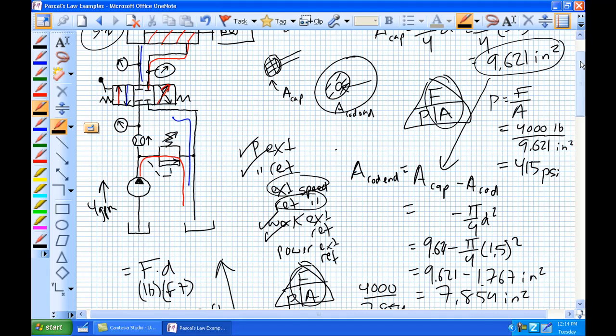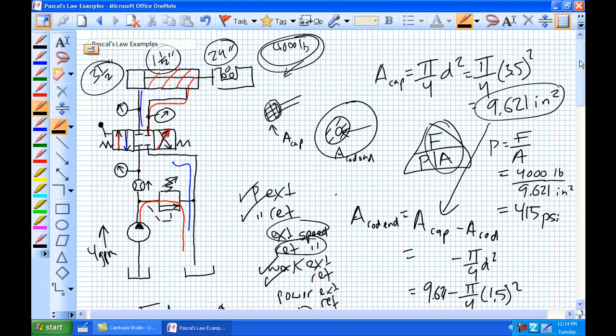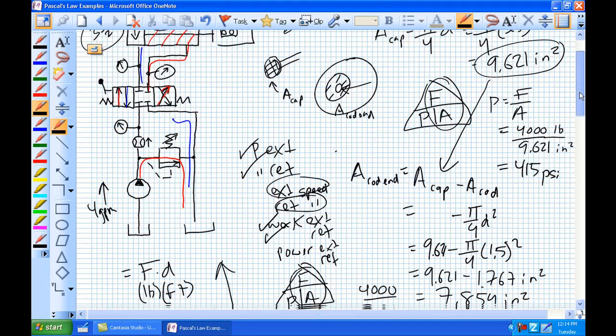Now think about this. First, the barrel, the cap end, has no rod in it. So it's a larger area to fill up. The rod end has a rod in the middle. It's a smaller area. And at that same 4 gallon per minute flow, if there's less volume, don't you think the retraction would be faster? And we'll find out if that's true or not. So just start thinking about these things right now.